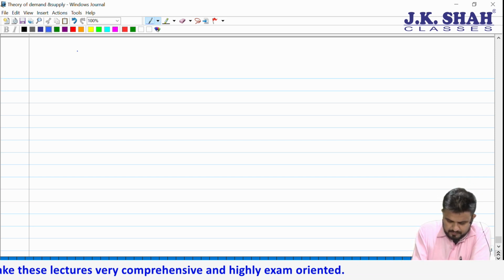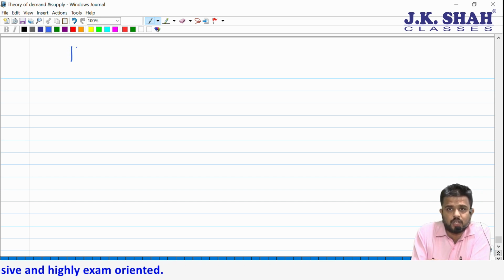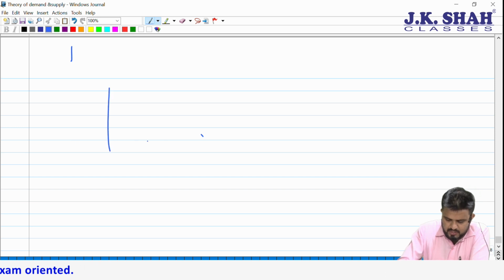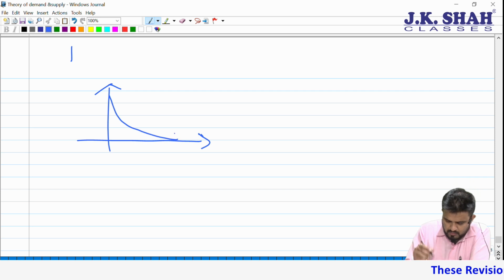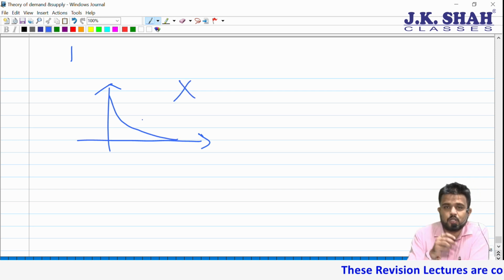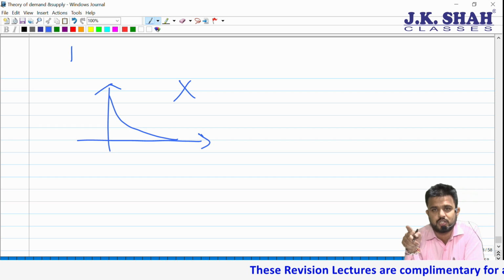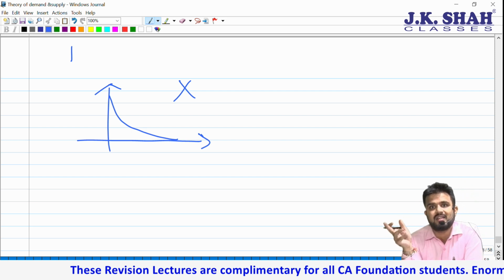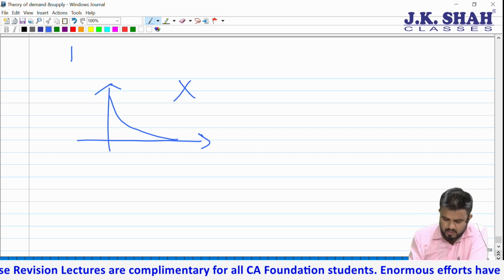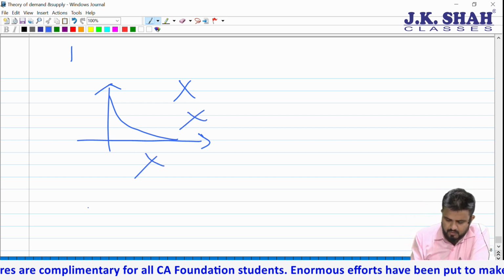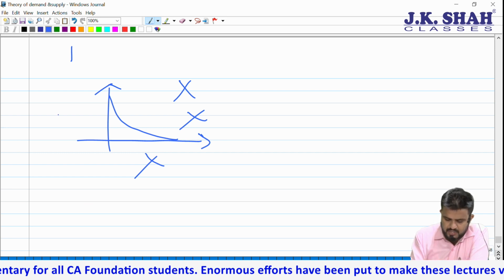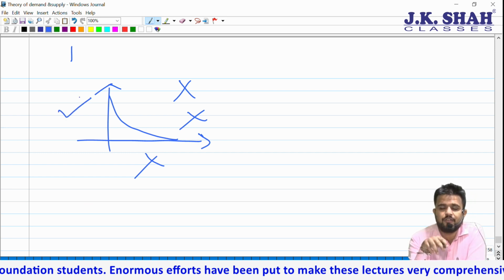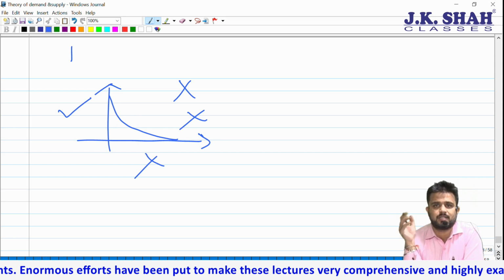Next is, the indifference curve will not touch the axis. It means this situation you won't be able to see. This will not happen because we want a combination of two goods. The moment it touches, you will have more of one and zero of the other. So that is not possible. So two ICs will never intersect each other, and they are saying the indifference curve will not touch the axis.